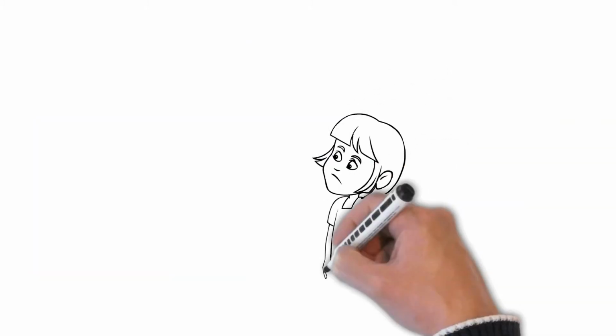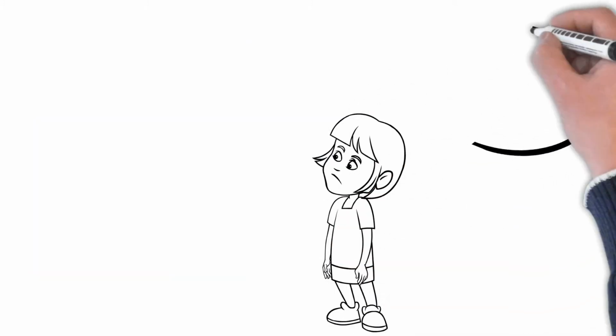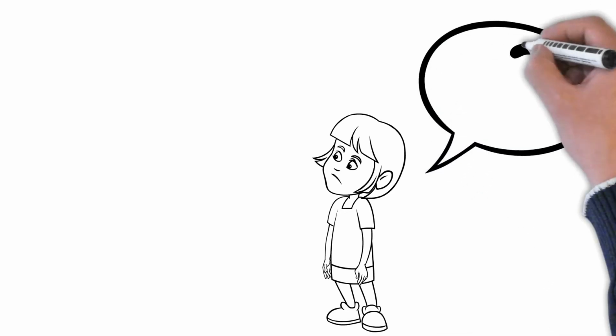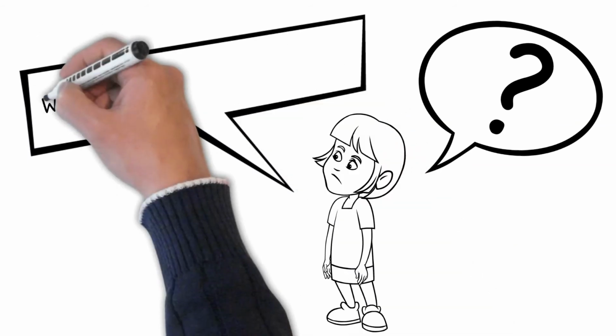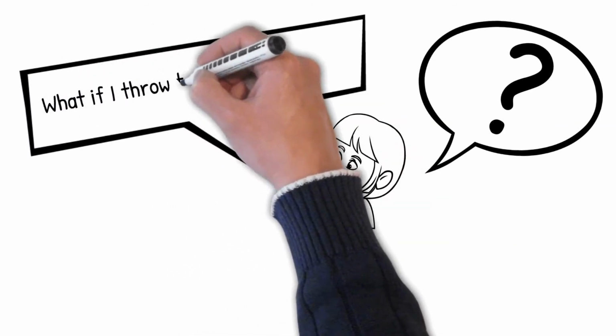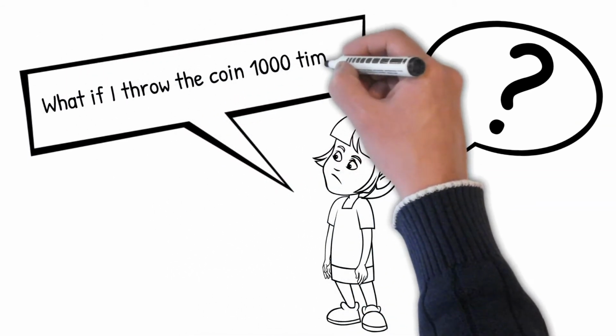The question here: what can we do with these results? These results help us to predict the results for higher numbers of trials. So we can predict the number of occurrences of heads and tails when tossing the same coin 1000 times.